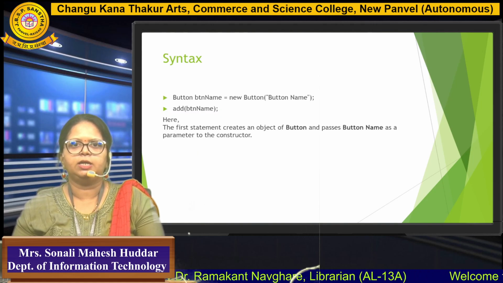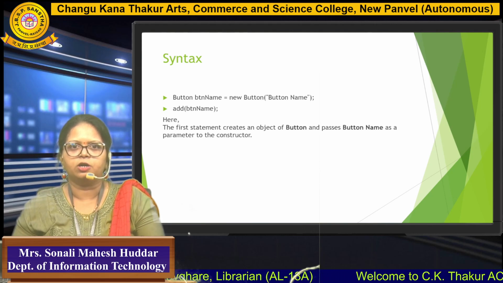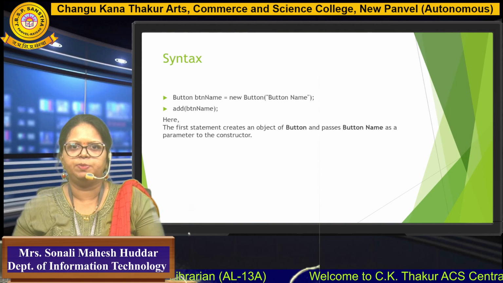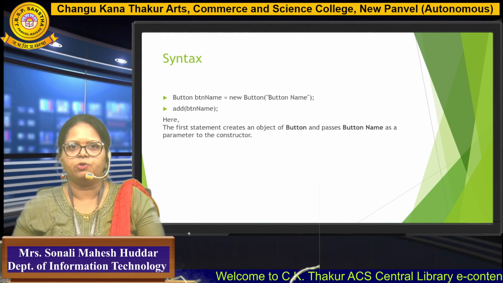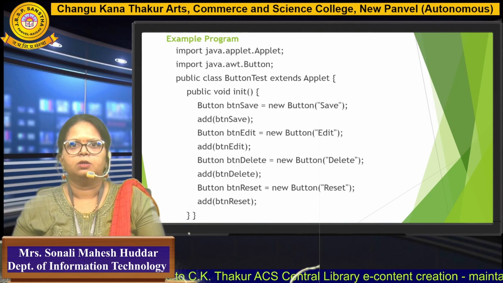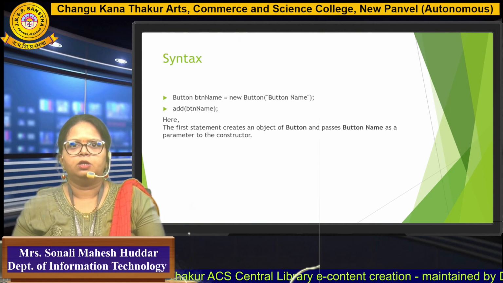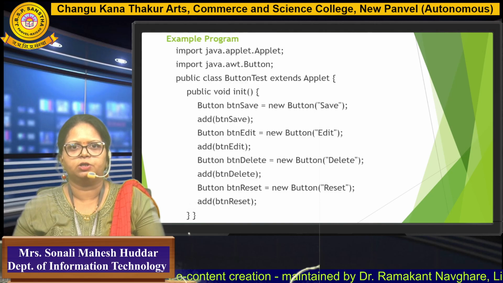Just consider the syntax. Button is the class, then the object you are creating for that class, that is btn name, equal to new Button(button name), and you are going to add that button, add(btn name). Here the first statement creates an object of button and passes the button name as a parameter to the constructor.